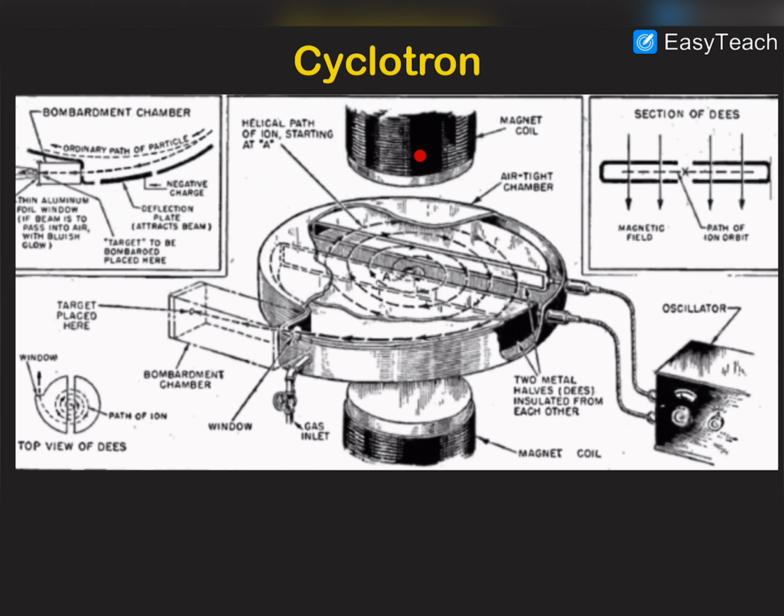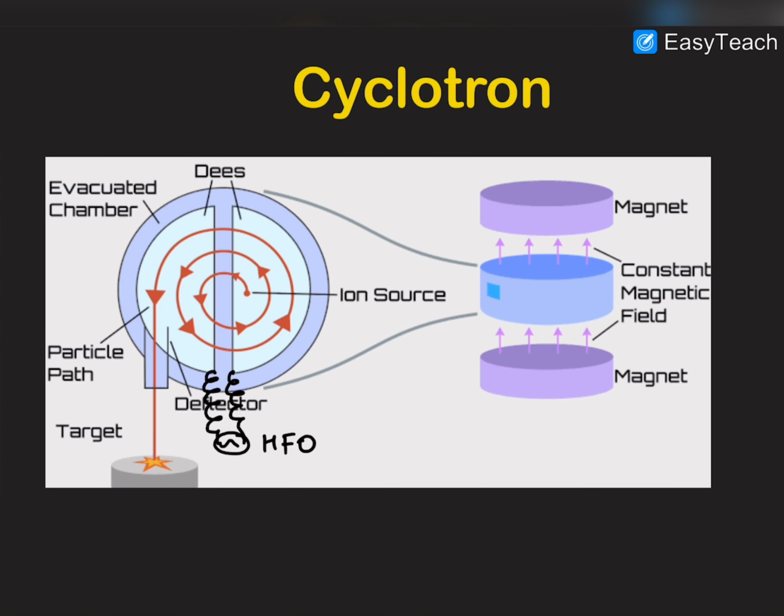So this is the north pole, or this is the south pole. Magnetic field is in the downward direction, and this is the evacuated chamber, and there are two D shaped boxes. You can see that this D shaped box is hollow from inside, and a particle can enter these two Ds, and then it can rotate and come again to the other D. These two Ds are connected with this oscillator whose frequency can be controlled by us, and let us now discuss the working of this system.